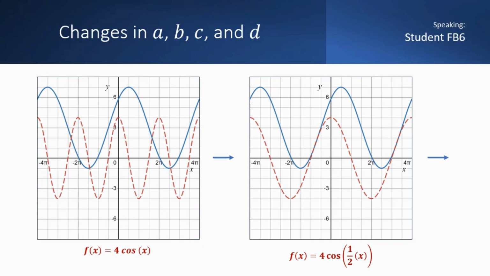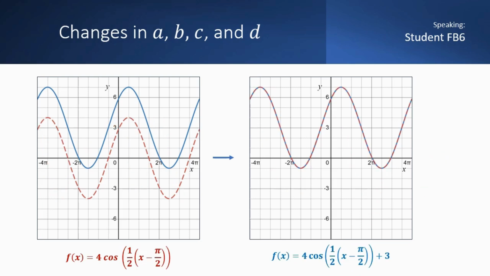So first, let us apply it lexicographically or alphabetically. So it goes from A, B, C, D. First applying the transformation made by A, since A is equal to 4 and 4 is greater than 1, then we must observe a vertical stretch in the graph, just like what we see here. And then when we apply B along with A, since our B is equal to 1 half and it is between 0 and 1, we will get a horizontal stretch according to the rules discussed earlier.